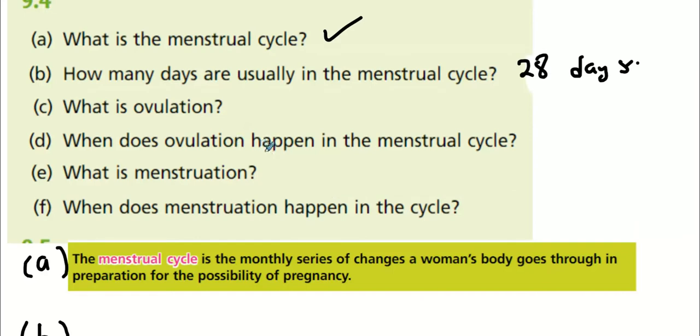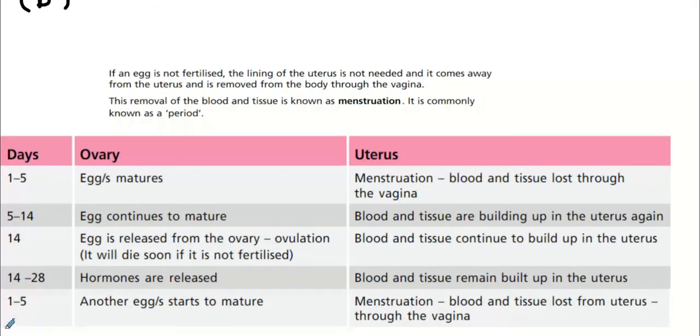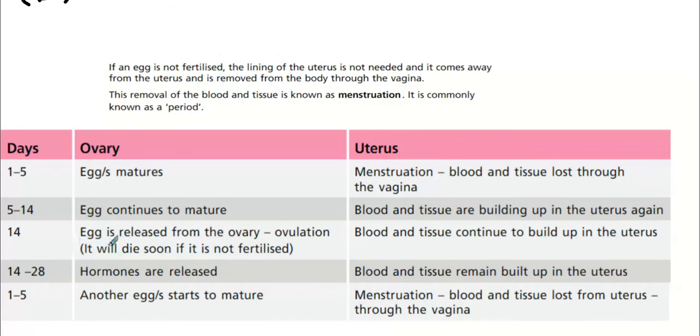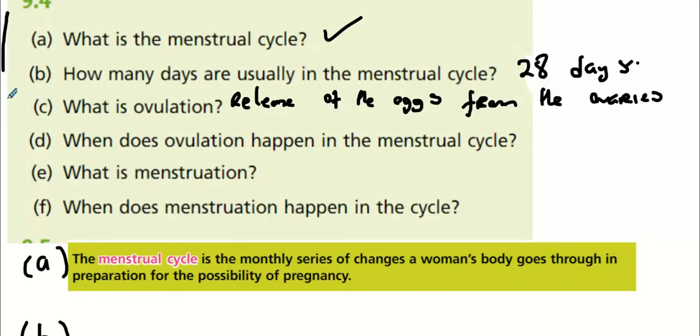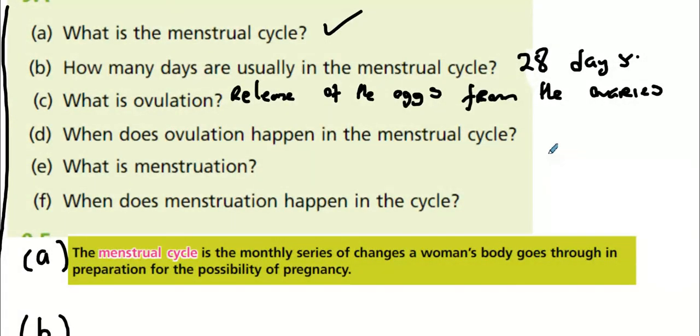What is ovulation? Ovulation is the release of the eggs from the ovaries. Okay, when does ovulation happen in the menstrual cycle? Well, ovulation happens in the menstrual cycle on day 14. Okay, so it's not always guaranteed to happen on day 14 on the money, but it's around day 14. You can see it here, okay? So day 14. Okay, next thing is what is menstruation?